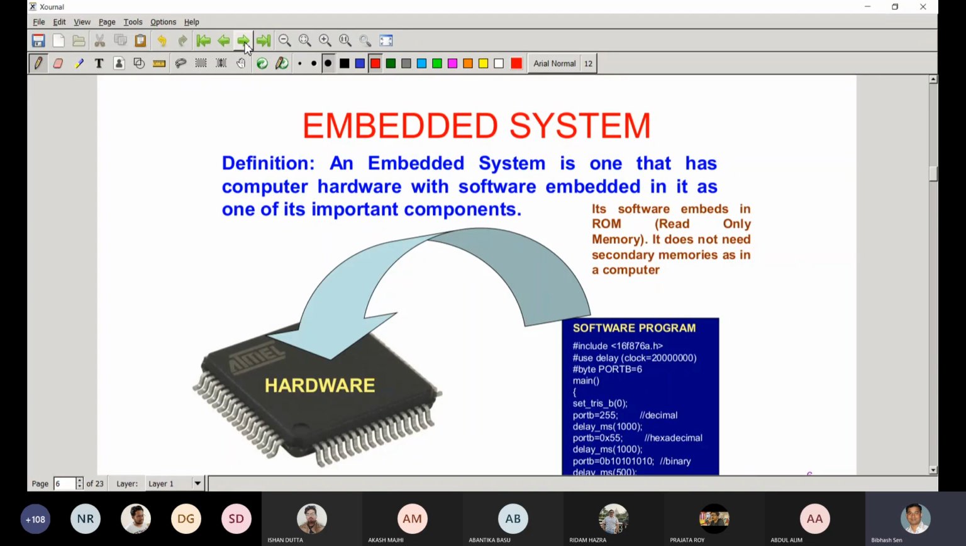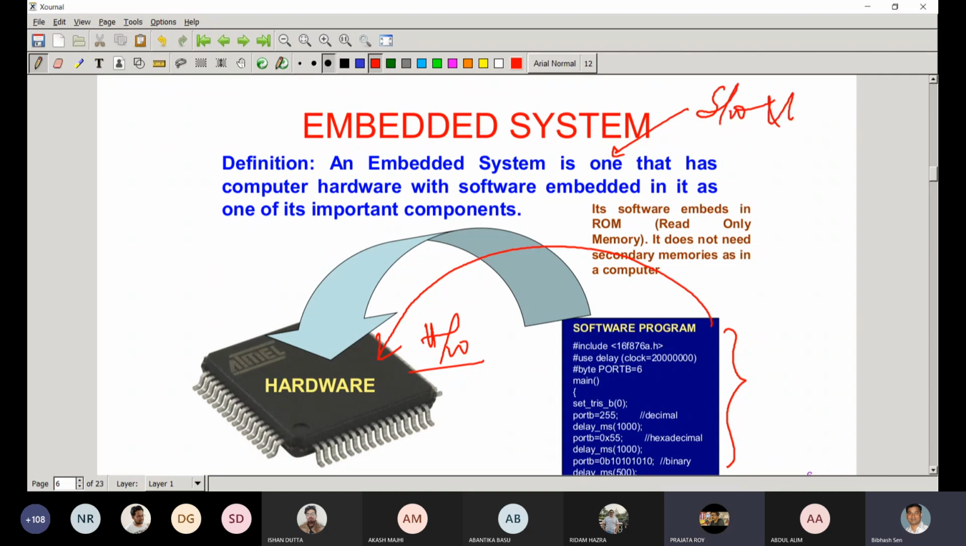So in an embedded system, whatever we write at the program level can be embedded into hardware. That is your main motivation. Now it is embedded inside the hardware to perform the task. So an embedded system may be software, or it may be hardware, or a combination of both. It doesn't mean that it cannot be done without software.